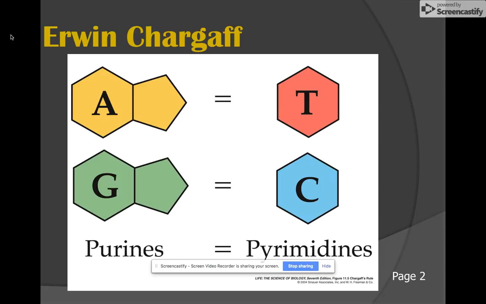So on this picture, I just want you to write down that A pairs with T and C pairs with G. You don't need to know anything about the purines and pyrimidines, just ignore that. But I want you to write down that A pairs with T and C pairs with G. A good way to remember that is you have apples in the tree, A pairs with T, and cars go in the garage, so C with G. Cars go in the garage, apples in the tree. A, T, C, G.